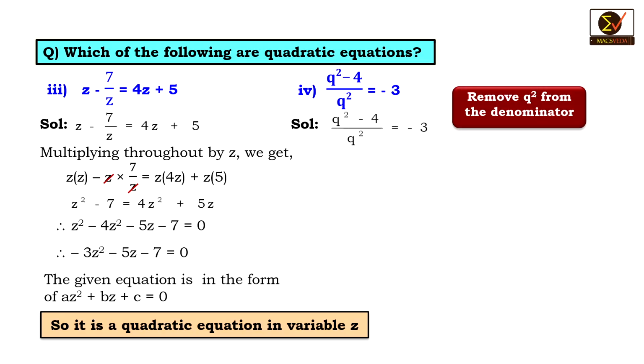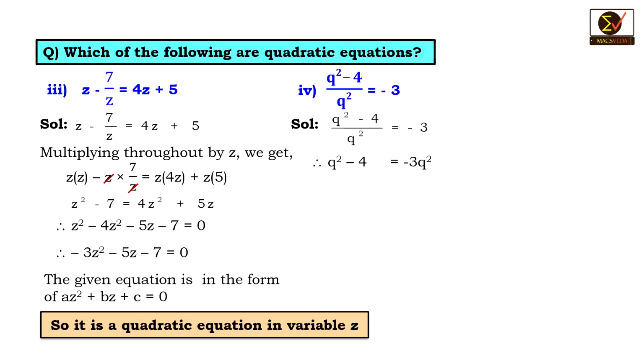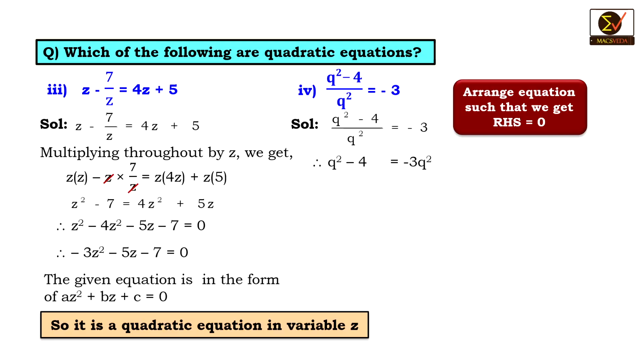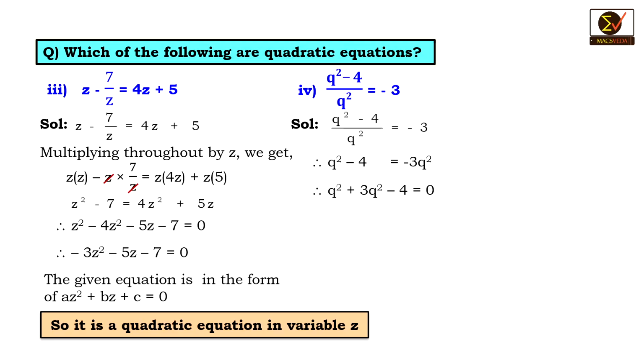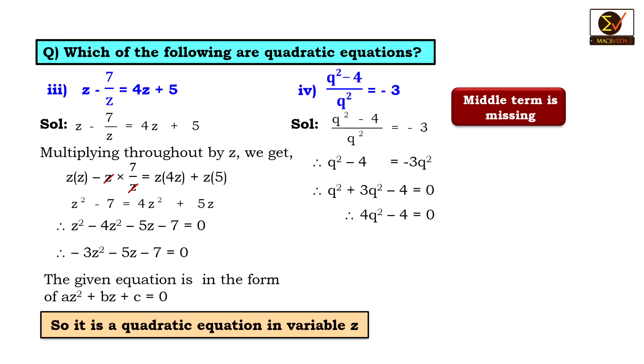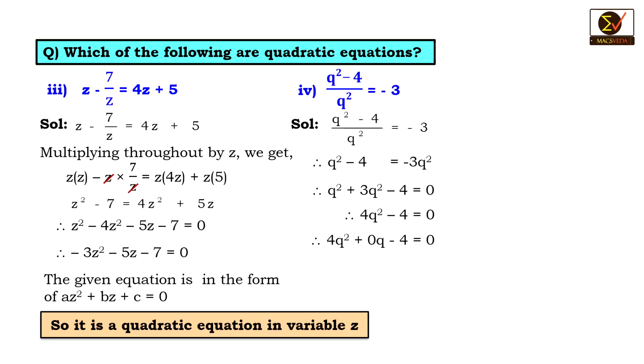Now let us simplify this. So we can multiply on both sides with q square, or you can send q square to the right hand side. Actually it is multiplying with q square. The same thing we call it as sending q square to the right side. So when you simplify this, you get q square plus 3q square minus 4 is equal to 0. Upon simplification you get 4q square minus 4 is equal to 0. Middle term is missing, but it doesn't matter. Okay, we can write it as 4q square plus 0q minus 4 is equal to 0.